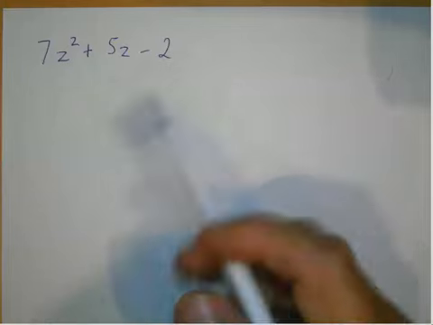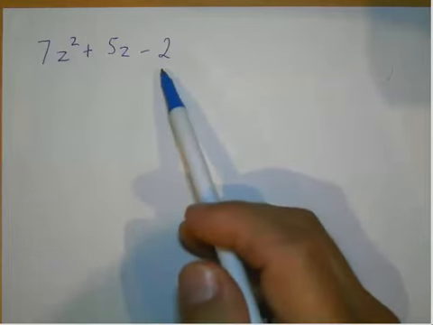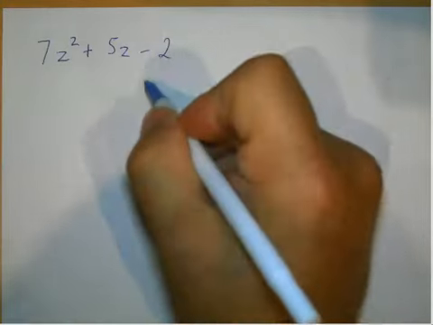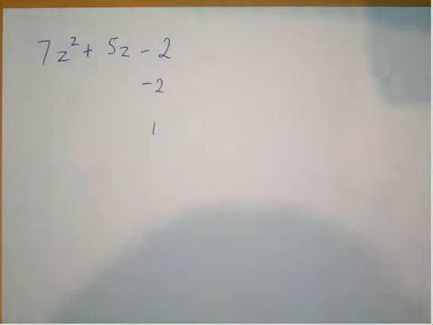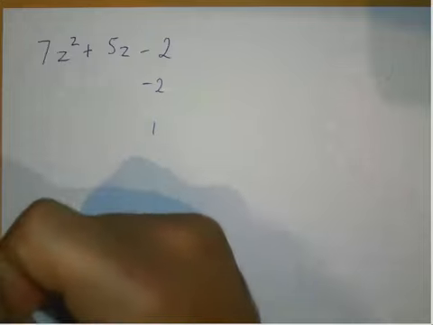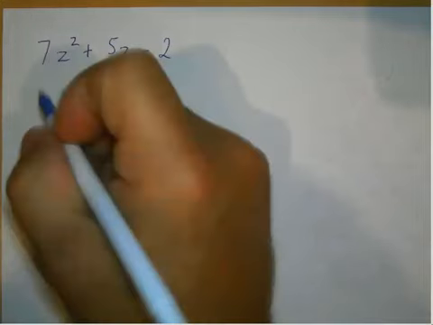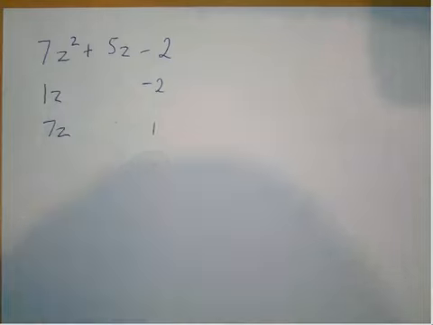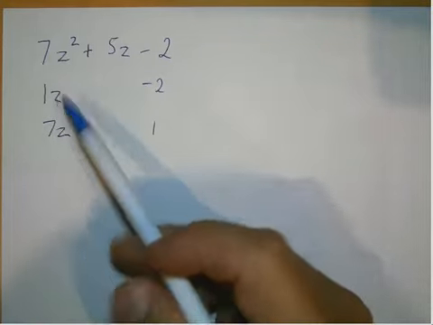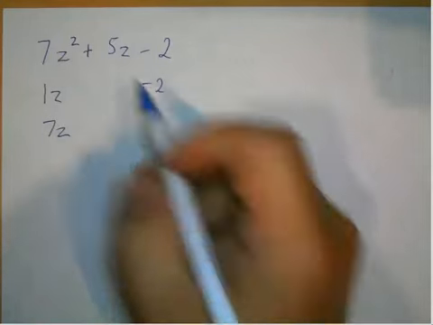Technique is this: two numbers that multiply to give -2, obviously it's -2 and 1. Two numbers that multiply to give 7 are going to be 7 and 1. Now, it's important that you get the order right. Let's just put 1z and 7z there, because 7z times 1z gives us 7z squared.